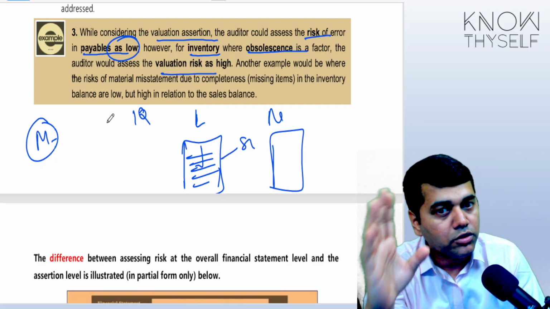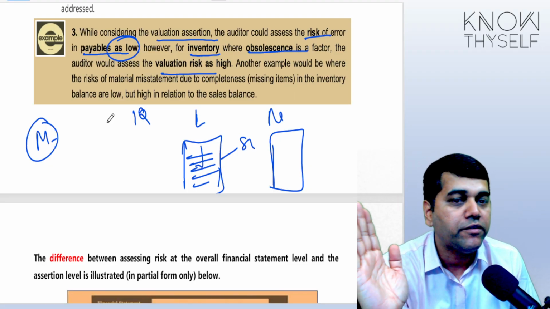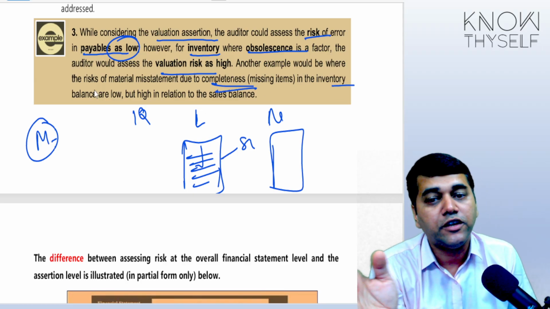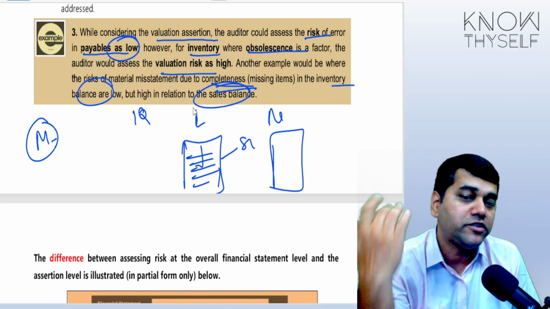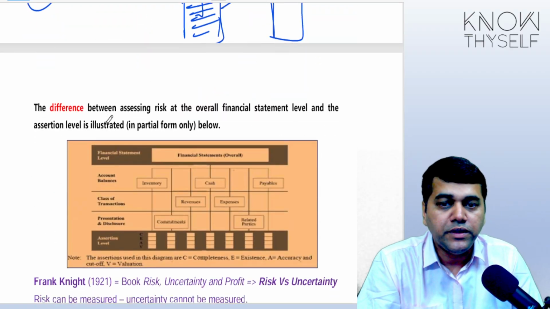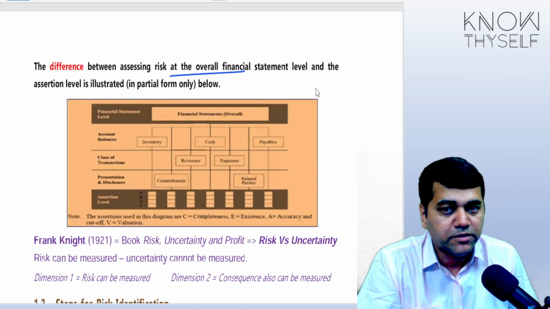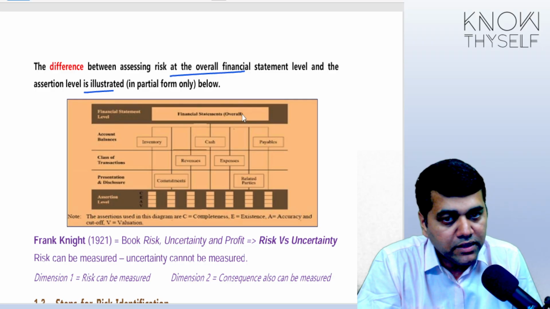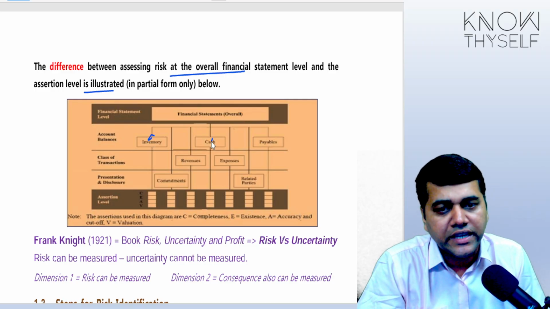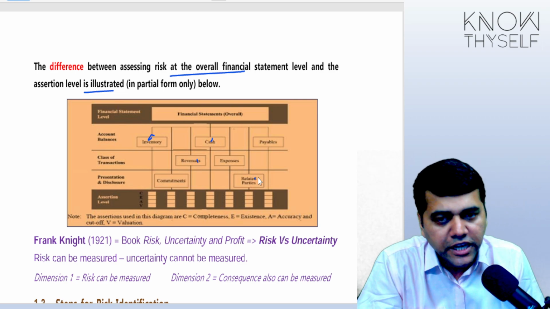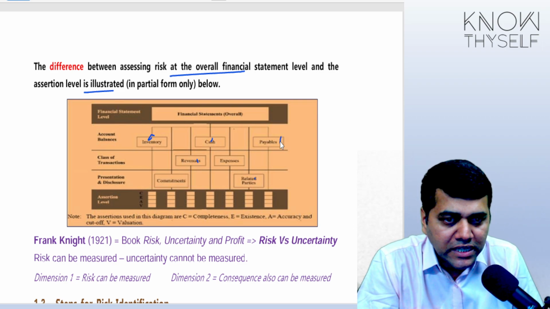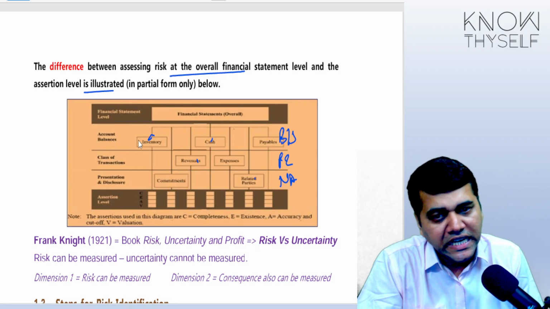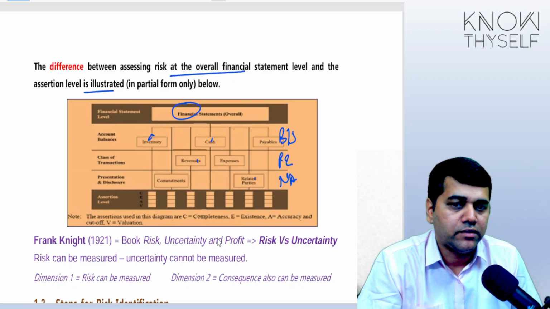One planner cannot be appointed for everyone. So another example: the risk of misstatement due to completeness in the inventory could be low, but in relation to the sales balance, it could be high. So this is the difference between assessing the risk at the overall financial statement level and the assertion level. Financial statement level means any of the items: inventory, cash, revenue, related party disclosure. All these are your balance sheet items, P&L items, or notes to accounts items. Any item could have gone wrong. That is the financial statement level.